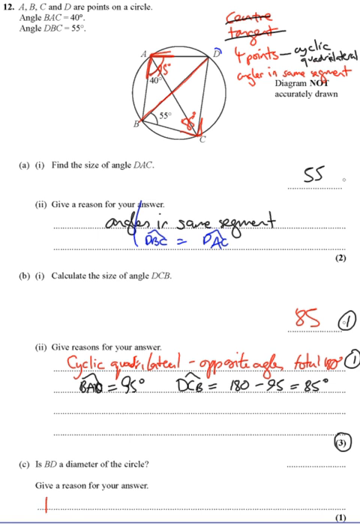So the answer is no, and the reason, which gets you the mark, is that a diameter subtends 90 degrees, and BAD or BCD equals 95 degrees. That's the basic reasoning.